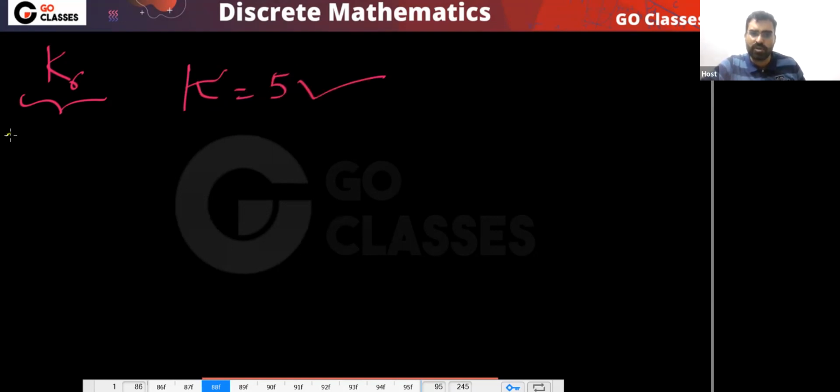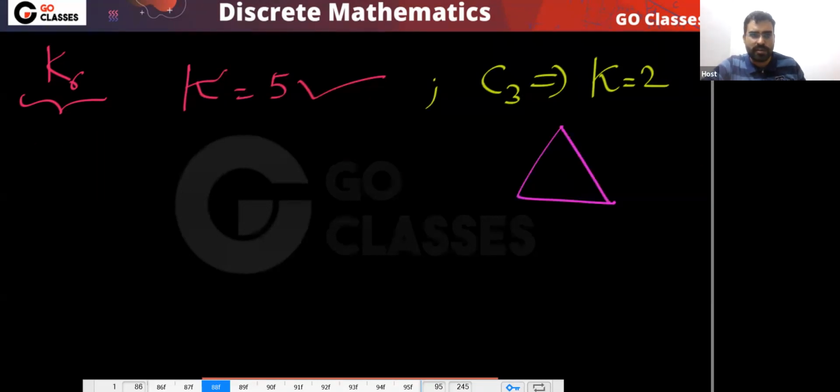Now let's see one more very interesting thing. Tell me, for C3, what will be the kappa? Kappa will again be 2. Okay, for C3, the kappa will be 2 because you have to remove. See, if you remove this vertex, it does not disconnect. If you remove 2 vertices, then a single vertex will remain.